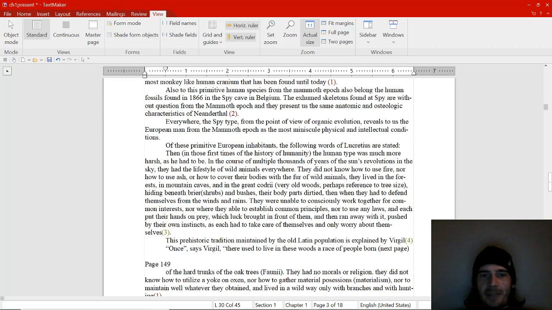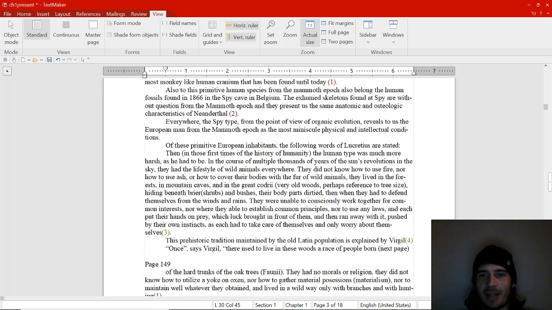Of these primitive European inhabitants, the following words of Lucretius are stated. Then, in those first times of the history of humanity, the human type was much more harsh, as he had to be. In the course of multiple thousands of years of the sun's revolutions in the sky, they had the lifestyle of wild animals everywhere.